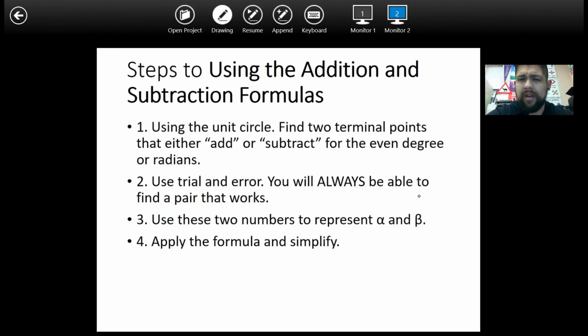for the degrees or radians. So check for either radians or degrees, and we'll talk about that. We're going to use trial and error. We'll always be able to find them, and this is why your unit circle is going to be crucial for us. And then we're going to find and identify the formula that we're going to use, whether it be sine, cosine, or tangent, and then we're going to solve. So we have several examples to show you guys this. You can pause it, go back for these.